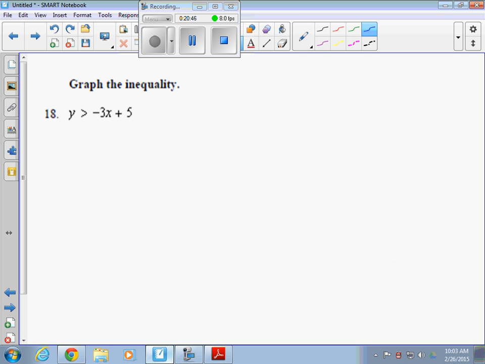Number 18 tells you just simply to graph the inequality. We know y equals mx plus b tells us to begin at 1, 2, 3, 4, 5. There's your first point. We know the slope is negative 3. We got to make it over 1 because slopes are always fractions. So negative 1, 2, 3, and to the right 1 time will be our second point.